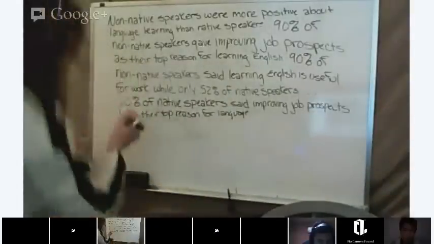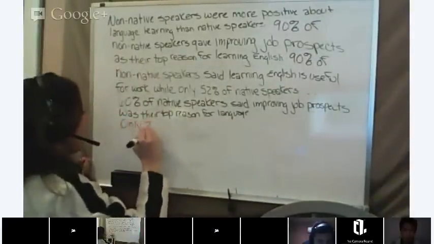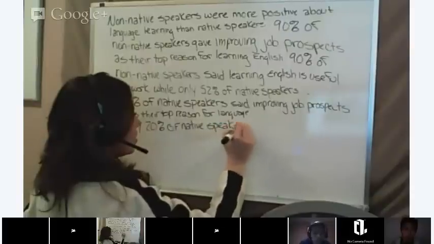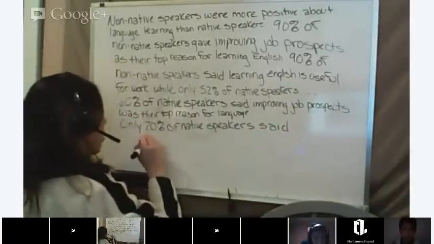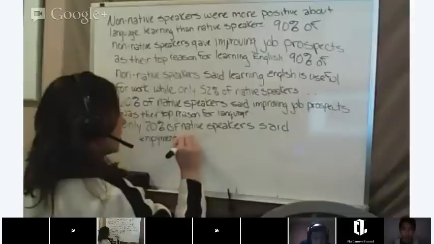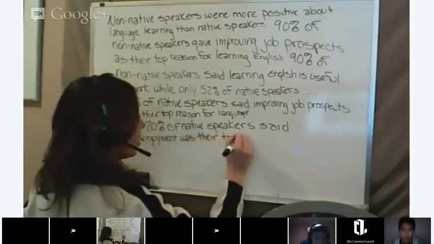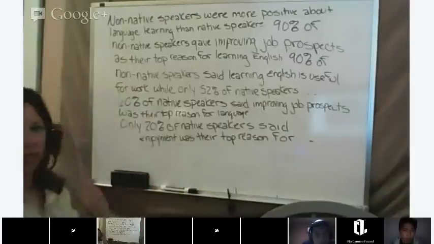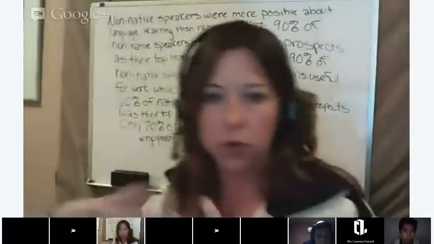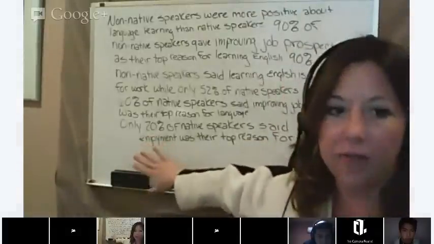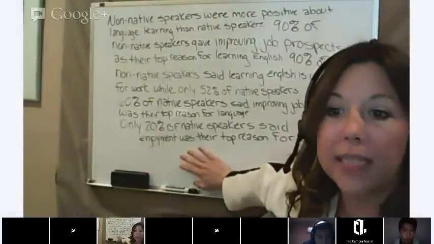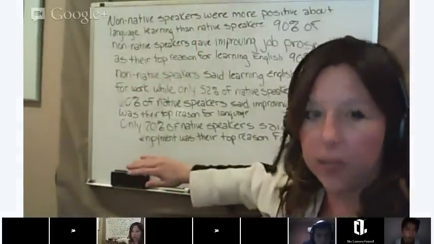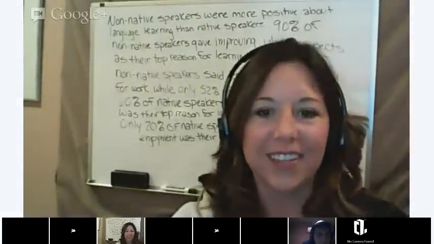Close, close. You could say something like only 20% of native speakers said enjoyment was their top reason for language acquisition. Top? Yes, because the way the survey is conducted is when they ask you the question, you give your top reason. So only 20% of native speakers said enjoyment was their top reason, which makes it the bottom reason for all the native speakers that were surveyed. Yes. Do you understand? Does that make sense? Yes, I do. Okay, perfect. Awesome. Good job, guys. Any questions?